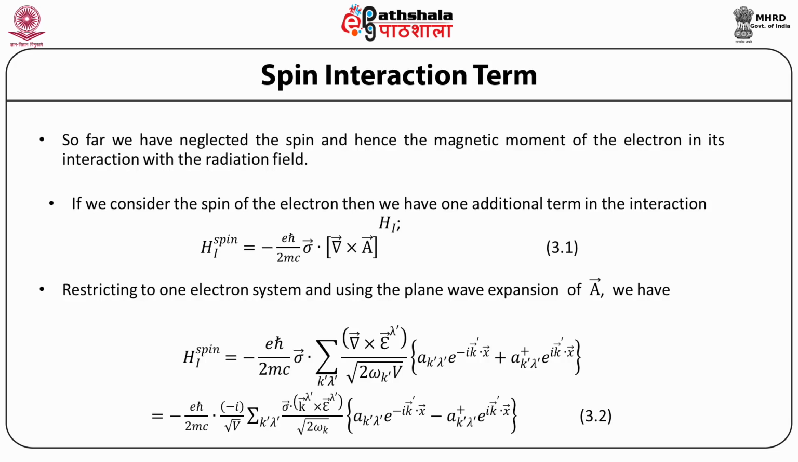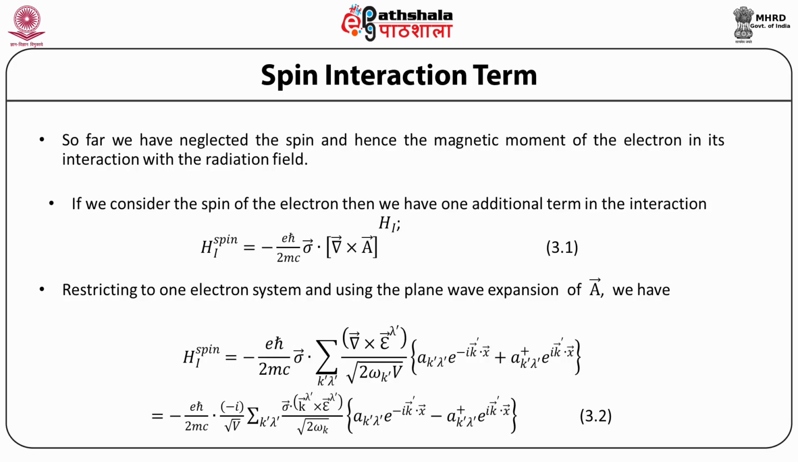It is really a term which involves the spin sigma dotted with the electromagnetic field. The electromagnetic field is curl of A, so it is sigma vector into curl of A, which is divergence cross A. We have H_I spin can also be written as minus e h cross by 2mc sigma vector into curl of the sum over k prime, lambda prime of epsilon lambda prime vector divided by square root of twice omega k prime multiplied by the volume. The volume will come in if you are going to discrete states.